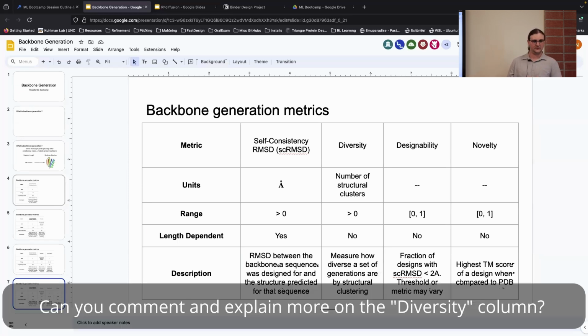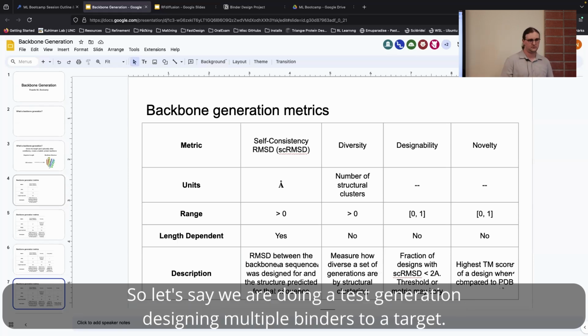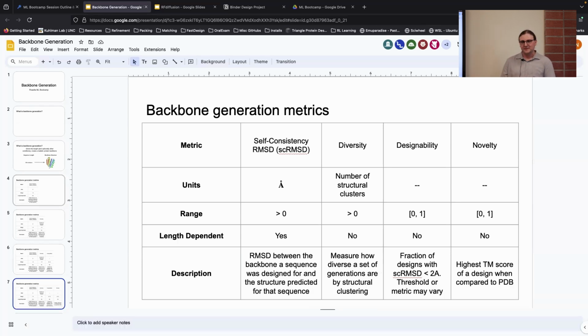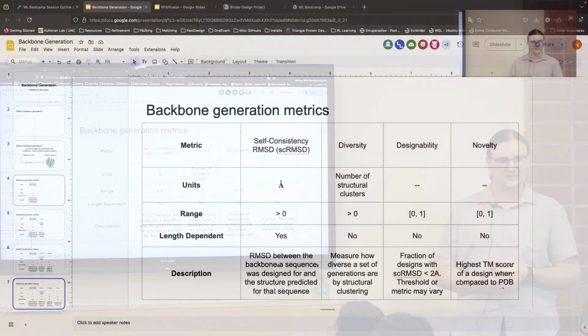Yeah. Can you explain more about the diversity column? Like, let's say we're doing a test generation of designing multiple binders to a target. How would we measure the criterion for diversity? Yeah, so I think people typically use diversity in the sense of unconditional generation, so generating without any specific target or any other conditional information. In that sense, the model's just creating things that it likes. So you're kind of just creating a bunch of designs and then clustering them. I don't know if that answered your question, but that gives me an idea.